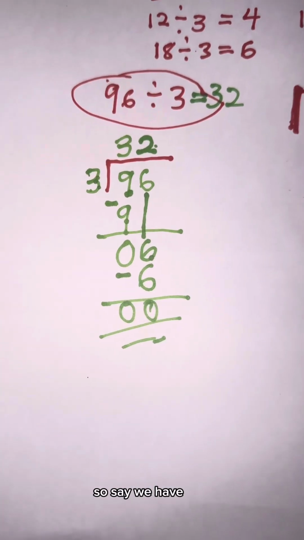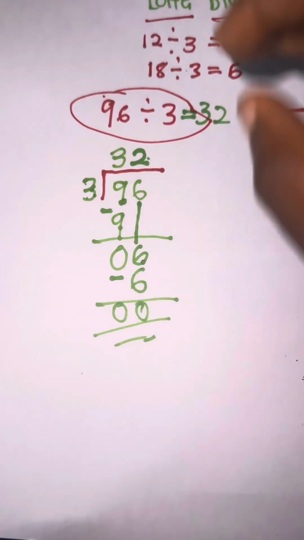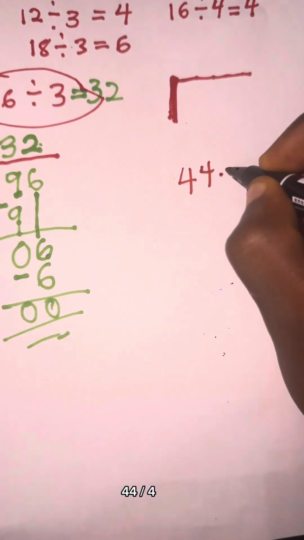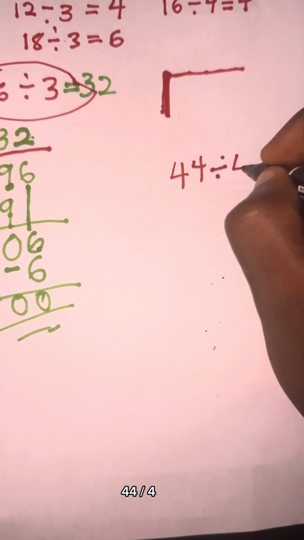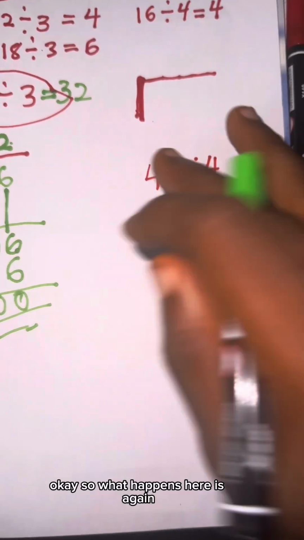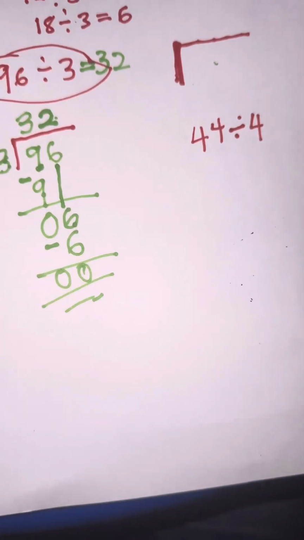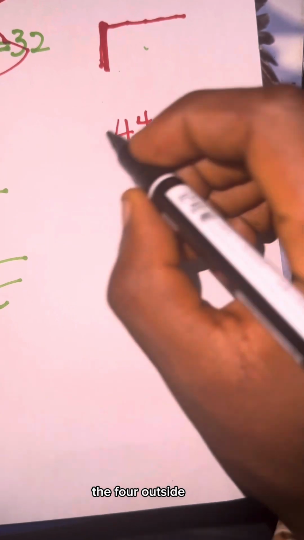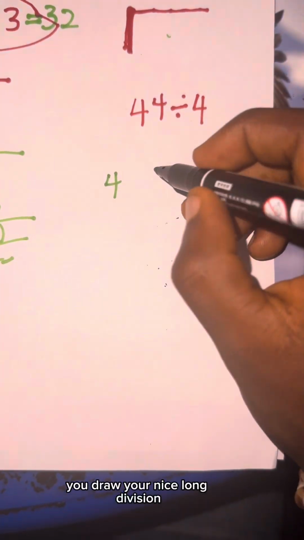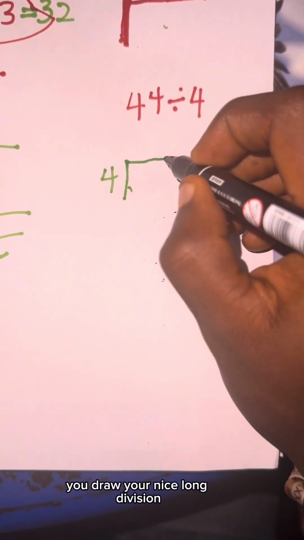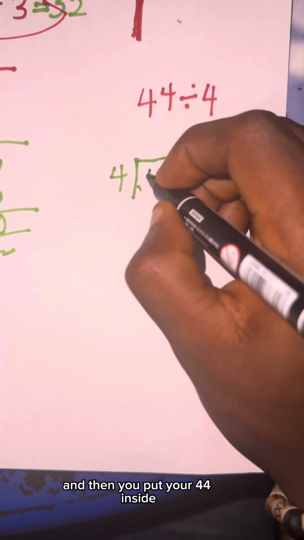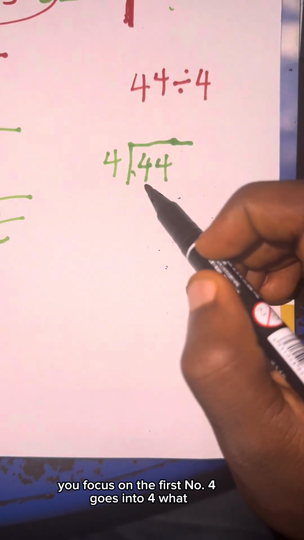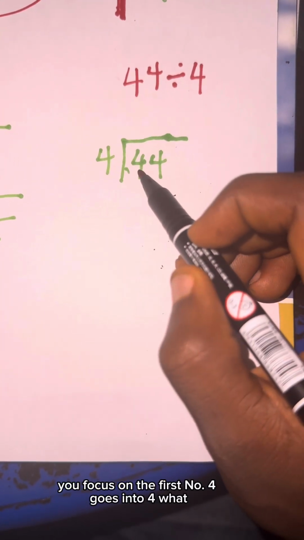So say we have 44 divided by 4. Okay, so what happens here is, again, you bring the number 4 outside, you draw your nice long division, and then you put your 44 inside. And then what do you ask yourself? You focus on the first number. 4 goes into 4, what?